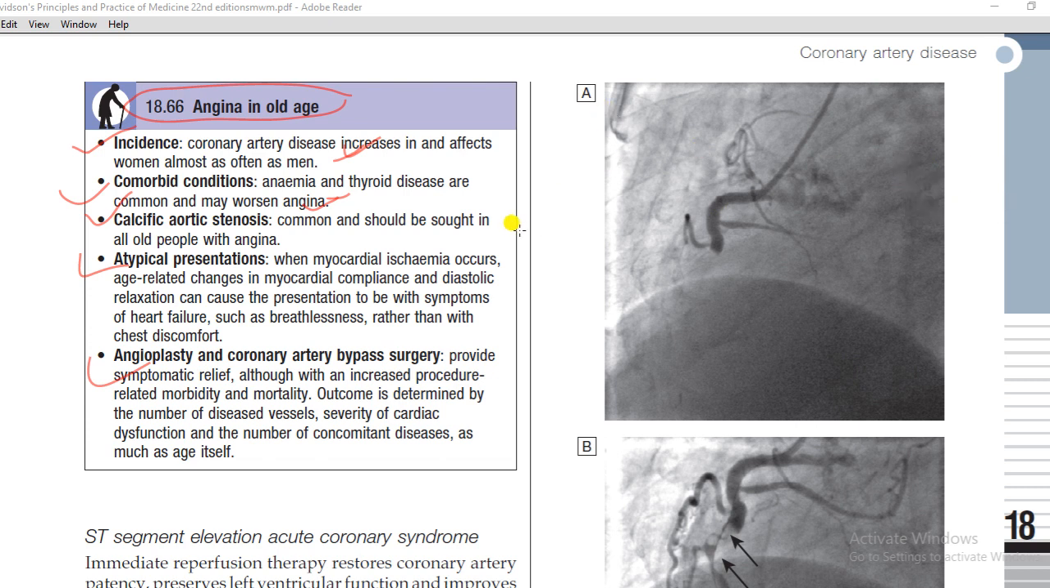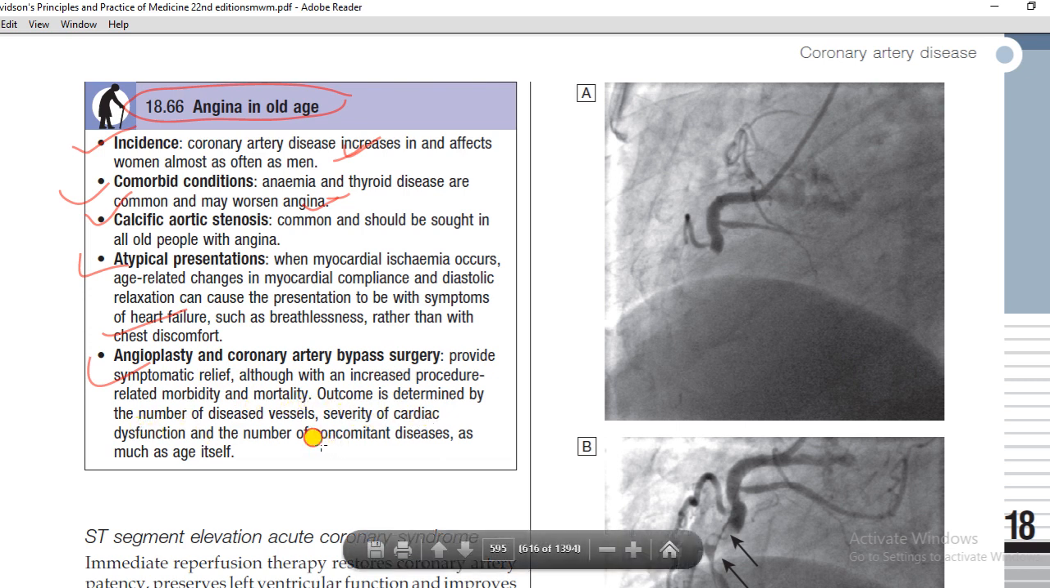Atypical presentation: when myocardial ischemia occurs, small changes in myocardial compliance and systolic dysfunction can cause the presentation to be symptoms of heart failure, such as breathlessness, rather than chest discomfort. Angioplasty and coronary artery bypass surgery provide symptomatic relief, although with increased procedure-related morbidity and mortality. Outcome is determined by the number of diseased vessels, severity of cardiac dysfunction, and number of concomitant diseases.